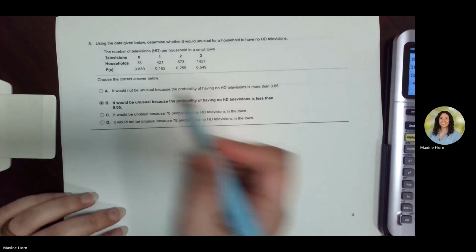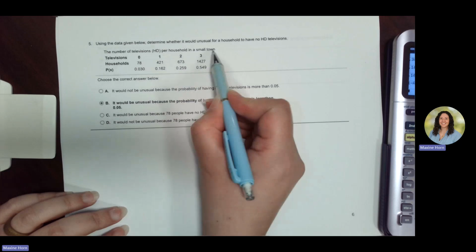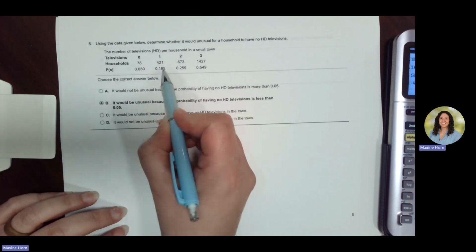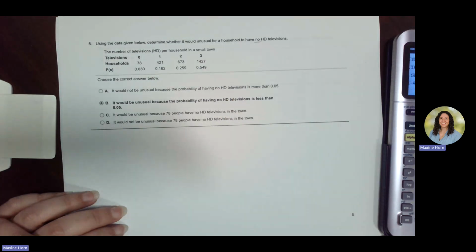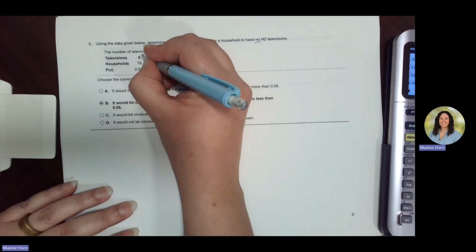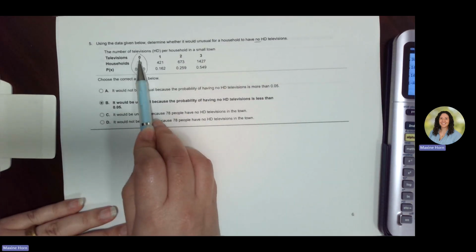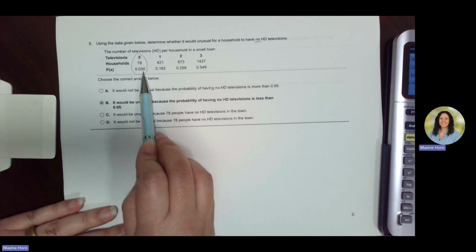Number 5, use the data given below. Using the data given below, determine whether it would be unusual for a household to have no HD televisions. So, the number of televisions per household in a small town, 0, 1, 2, and 3. They're asking about no HD televisions. None is 0. The probability of having 0 HD televisions is 0.03.